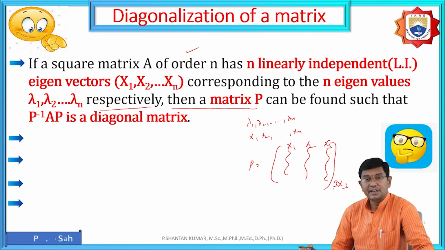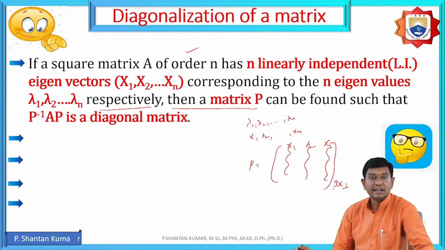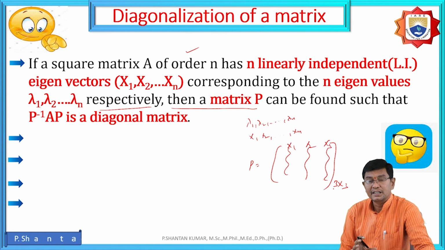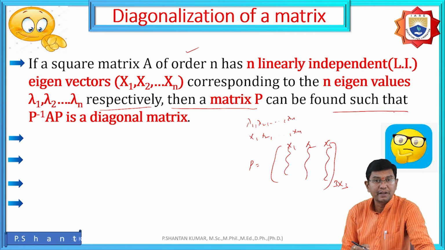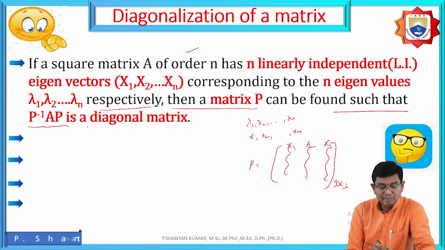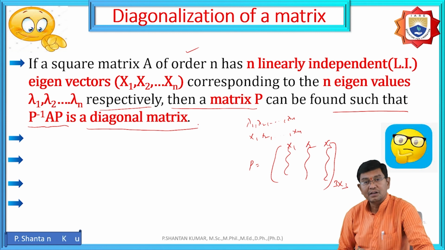That means from any given matrix, we need to find the eigenvalues and corresponding eigenvectors. The eigenvectors can be arranged in a matrix, and that matrix is known as the modal matrix. With the help of this P, we find P inverse A P, and we get a matrix. That matrix is known as a diagonal matrix.